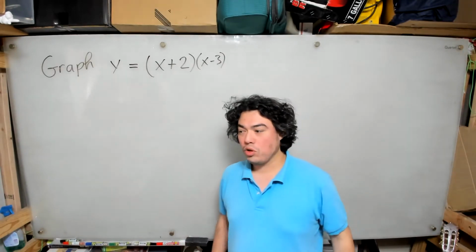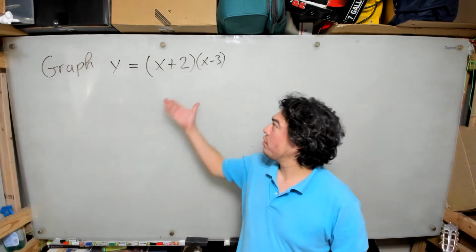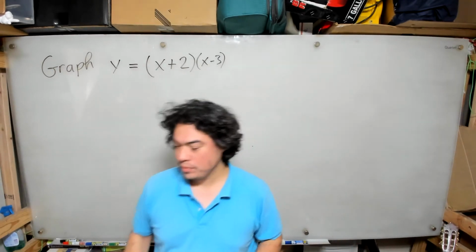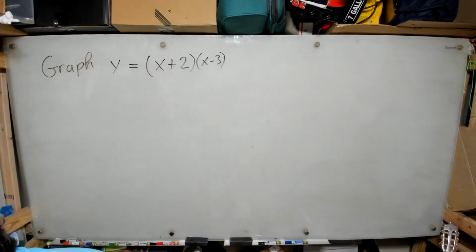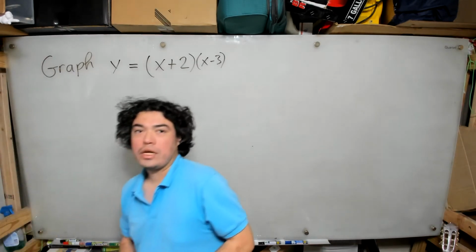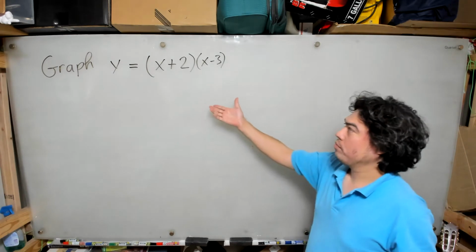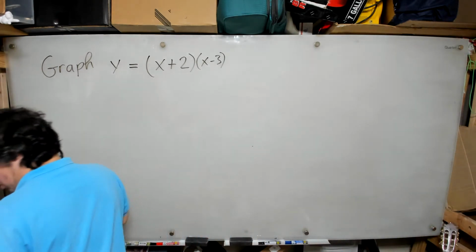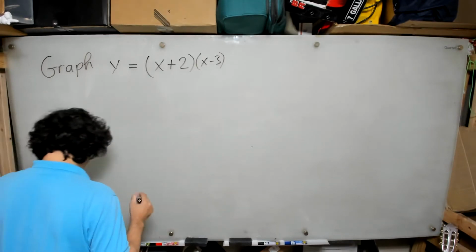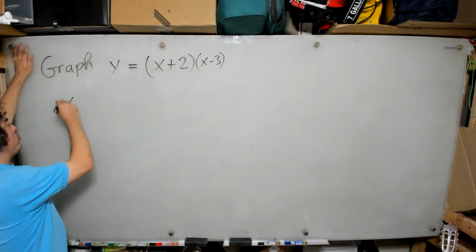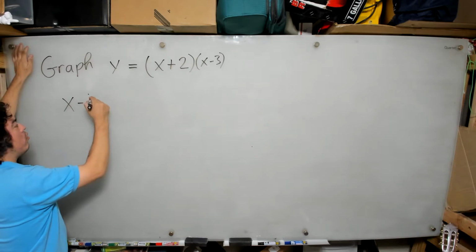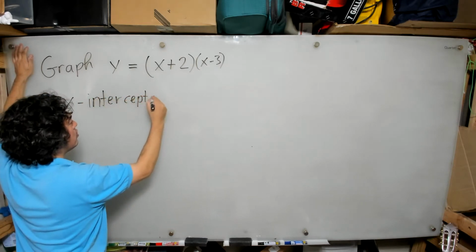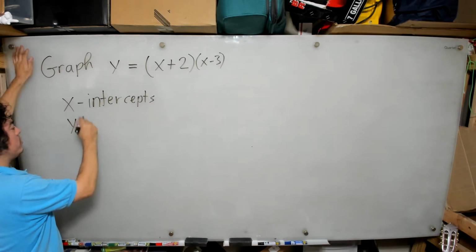Hello. So right now I'm gonna graph this quadratic, which is in factored form. Okay, so this quadratic is in factored form, and we recall that whenever we're gonna graph a quadratic, we're gonna want to know certain facts. What are the x-intercepts? What are the y-intercepts?